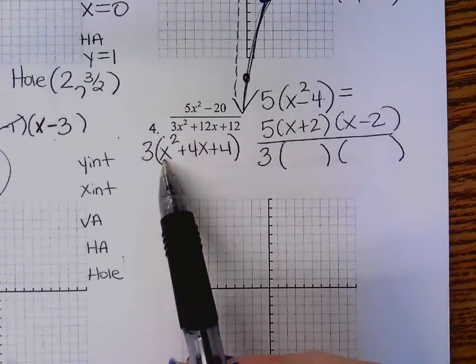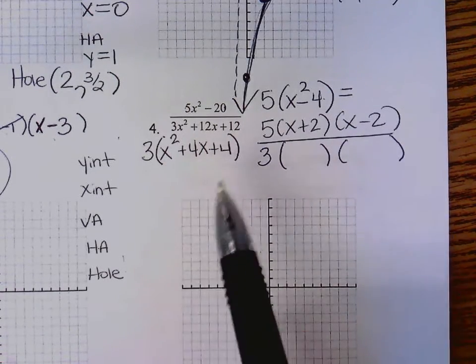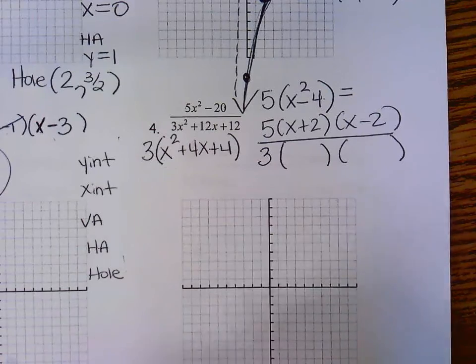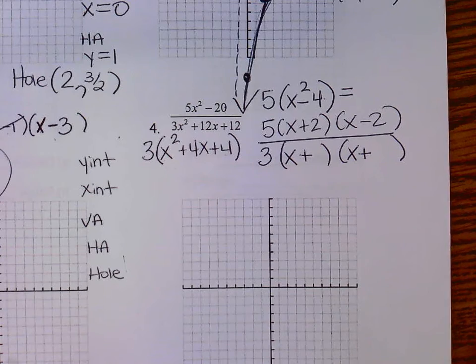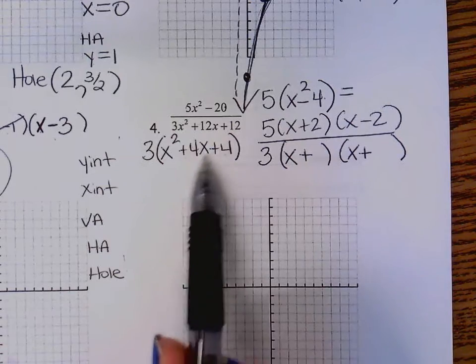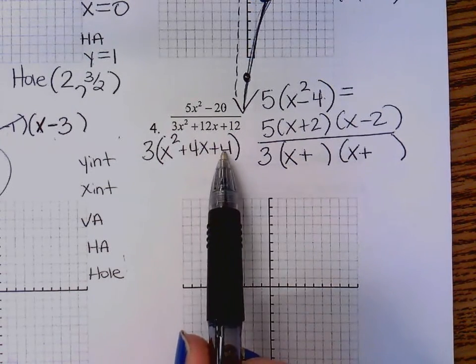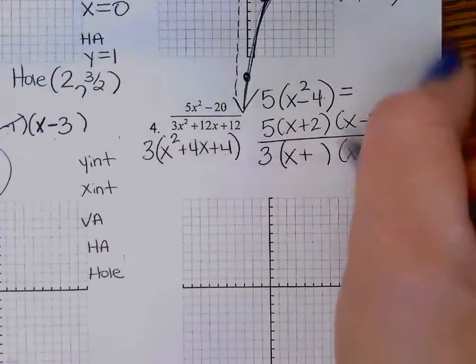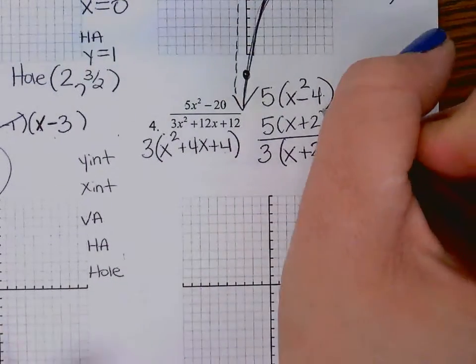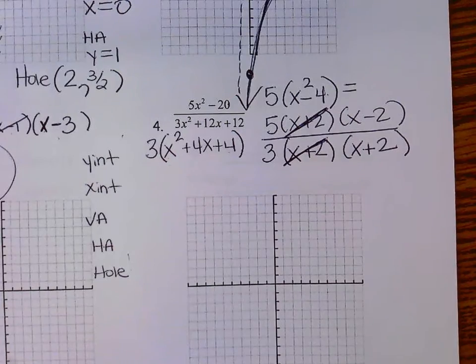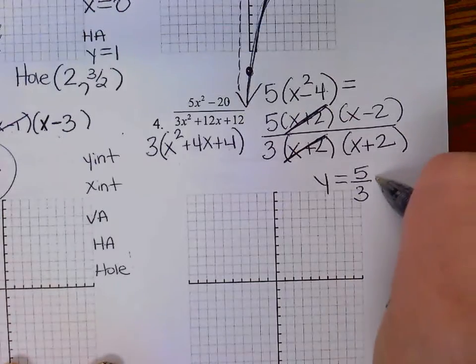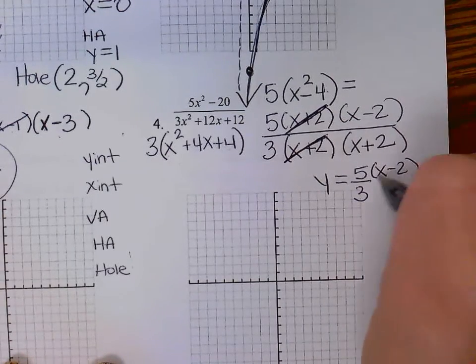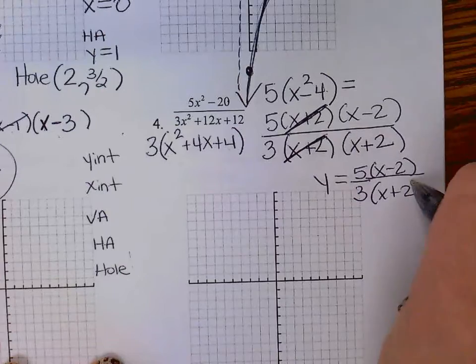How do I factor x squared plus 4x plus 4? It's a perfect square trinomial. We've seen this one a lot. x plus what? x plus what? You guys need to get your factoring skills under your belt. This should be screaming at you. How do I factor this trinomial? What are the factors of 4 that add up to 4? x plus 2, x plus 2. One of those x plus 2's cancels out. So the function that I want to answer all my questions about is 5 times x minus 2 over 3 times x plus 2.